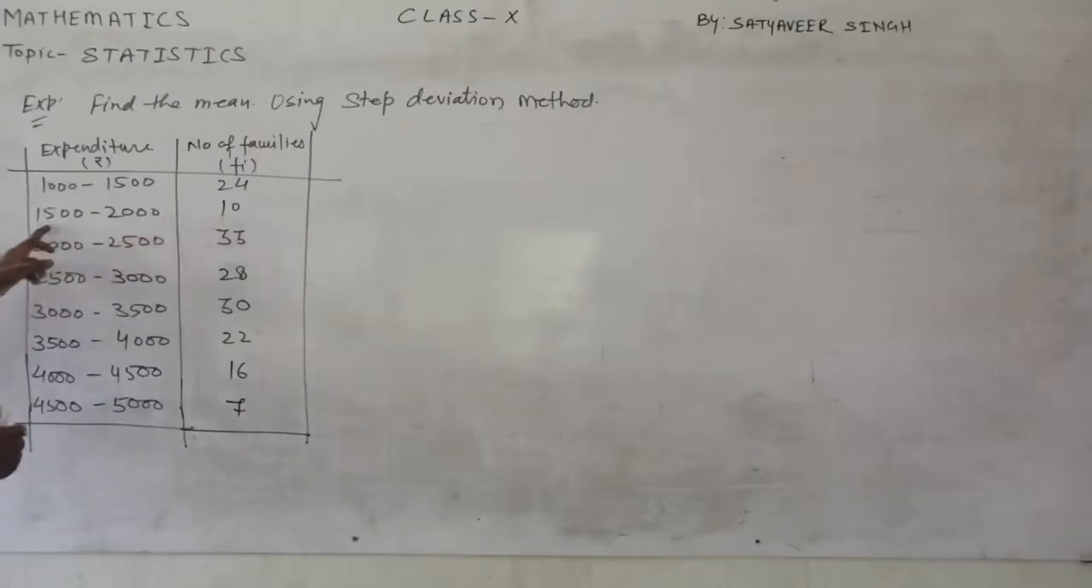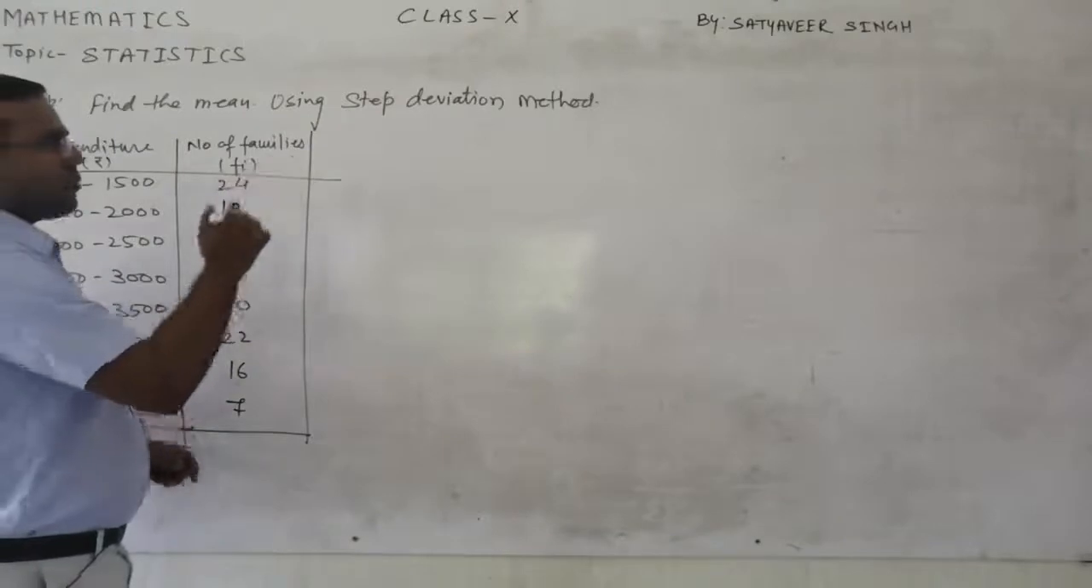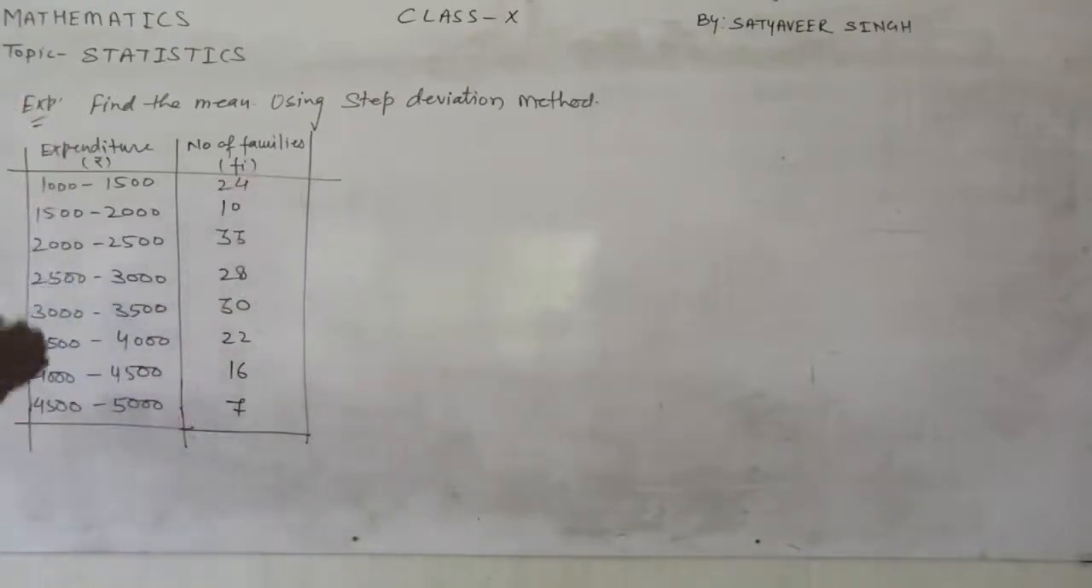10 families spend 1500 to 2000, 33 families spend this much on education, and 28 families spend this much. 7 families spend 4500 to 5000 rupees on education. We need to find the mean of this data, that is, the average. We want to calculate the average expenditure of the families on education.